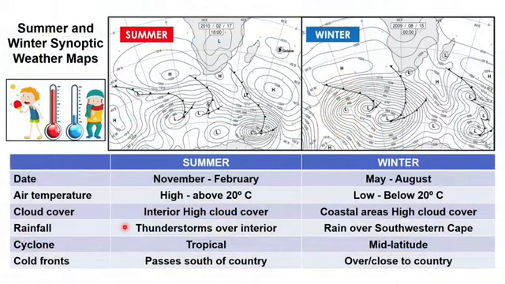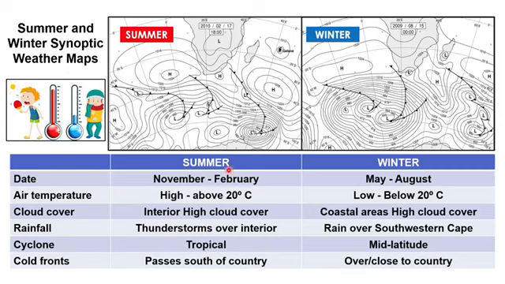So, usually during summer, the temperatures are high over the interior and lower during winter. Cloud cover. During the summer months, because South Africa is a summer rainfall area, the land surface over the interior will have high cloud cover, and your coastal areas, especially Cape Town, will have very, very low cloud cover during summer. But during winter, the opposite will happen. Your coastal areas, especially Cape Town, will have high cloud cover, and the interior of South Africa will have very, very few clouds. Then the type of rainfall.